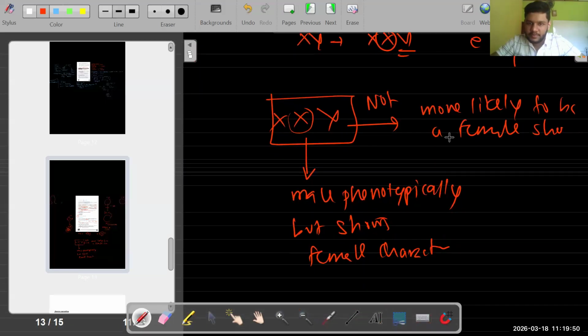Why is it not like this? Because it is inactivated. Even though it is inactivated, still there is an X chromosome, right? Even if it has no effect, still an X chromosome is present in its genotype. As it is present, it will be showing a few female characteristics. Is that point clear? Clear. Okay.